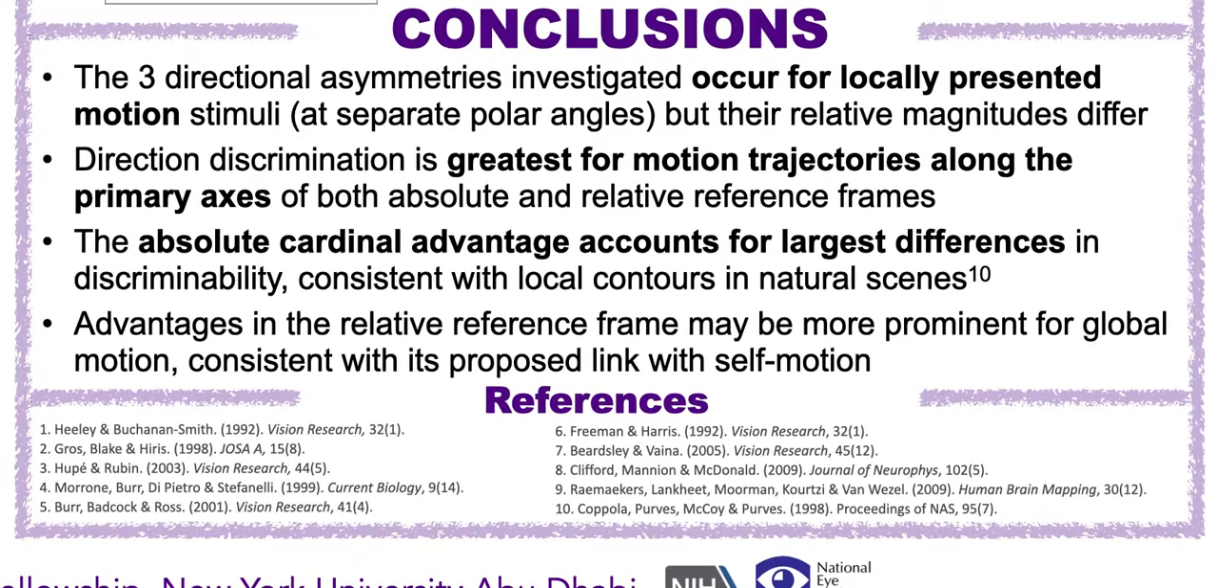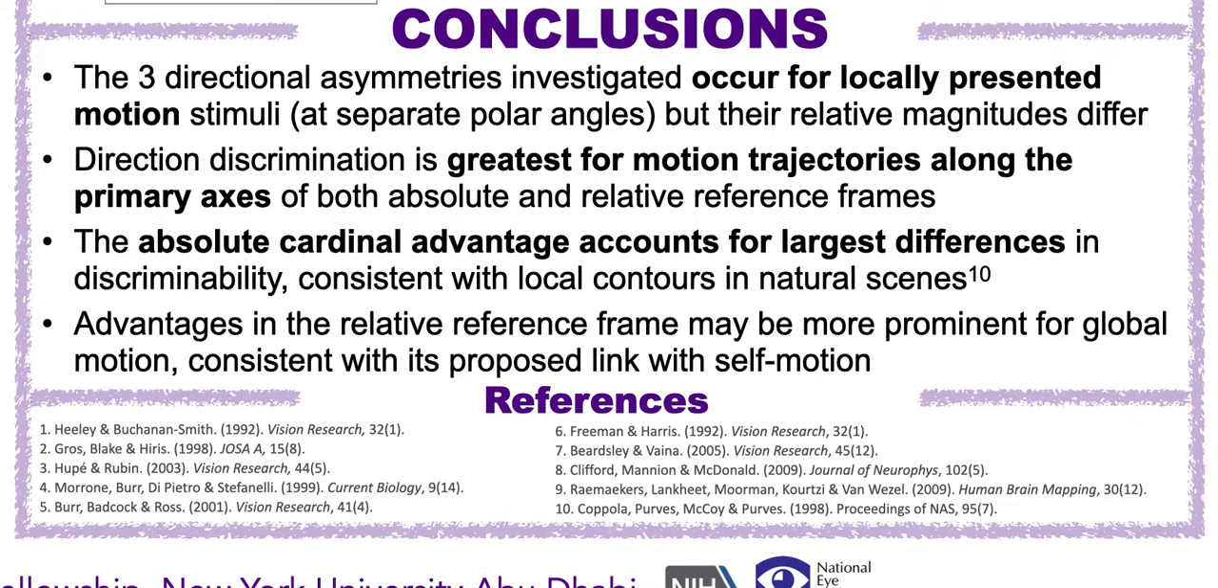To conclude, the 3 directional asymmetries we tested do occur locally when we test discriminability at separate polar angle locations, but their relative magnitudes differ. Motion discrimination is greatest along the primary meridians, where the advantages of both types of cardinality combine, and we show that this can be understood in terms of directional rather than a meridional advantage.